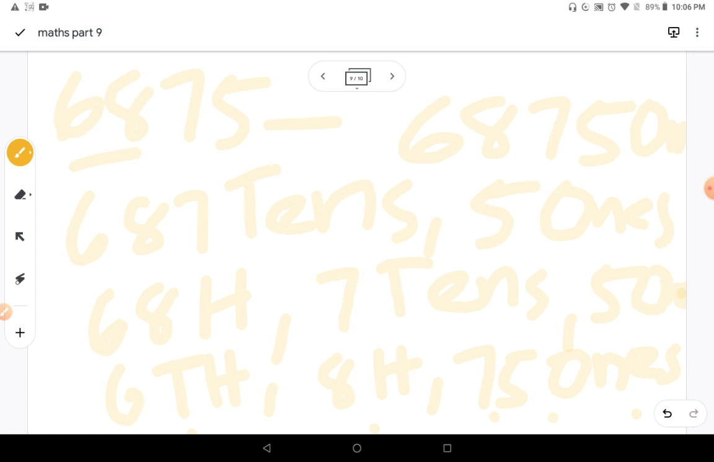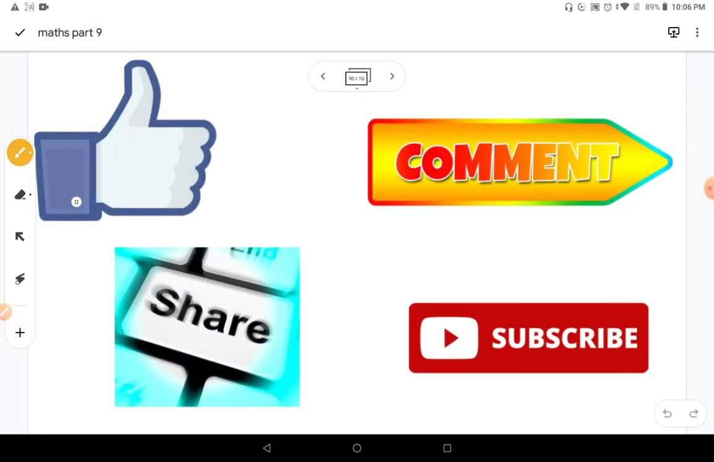Okay, so this is how you have to decompose the numbers into different forms.